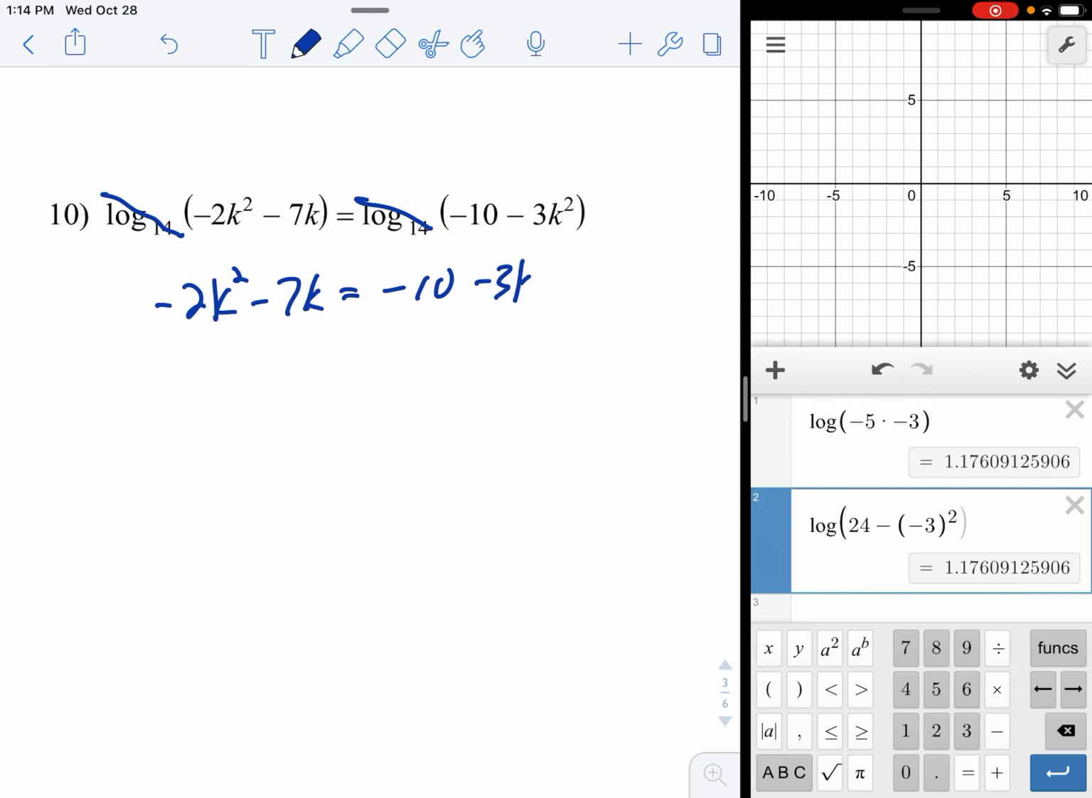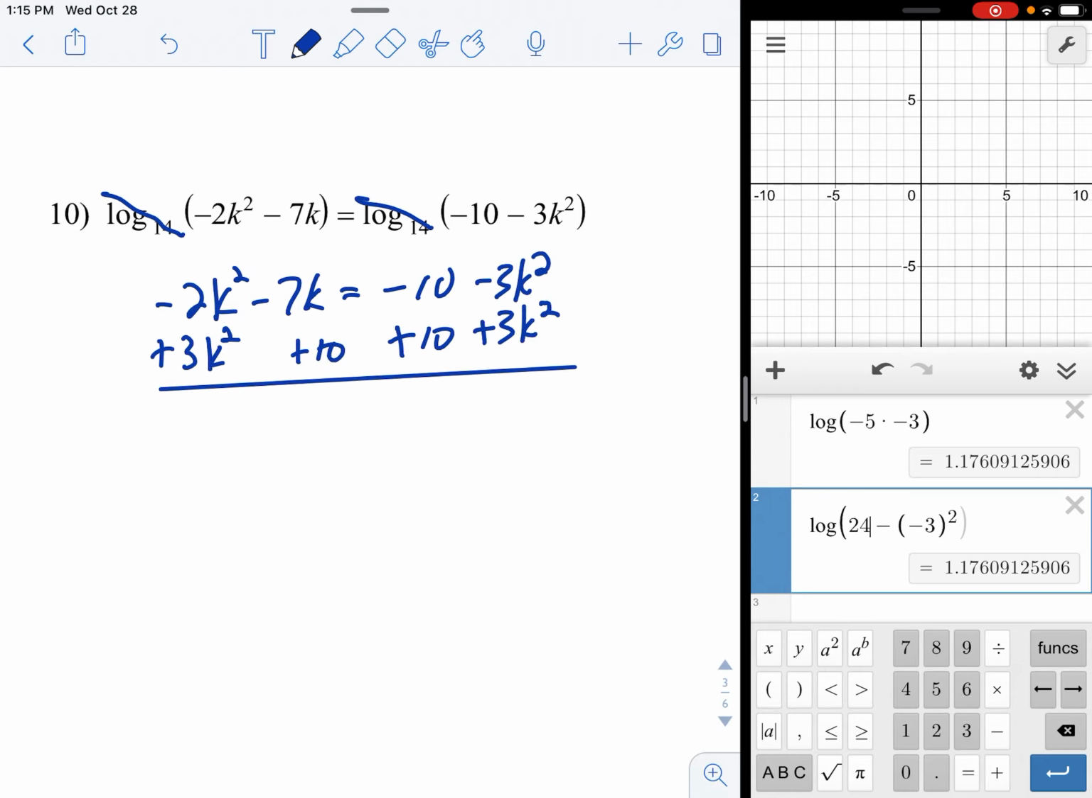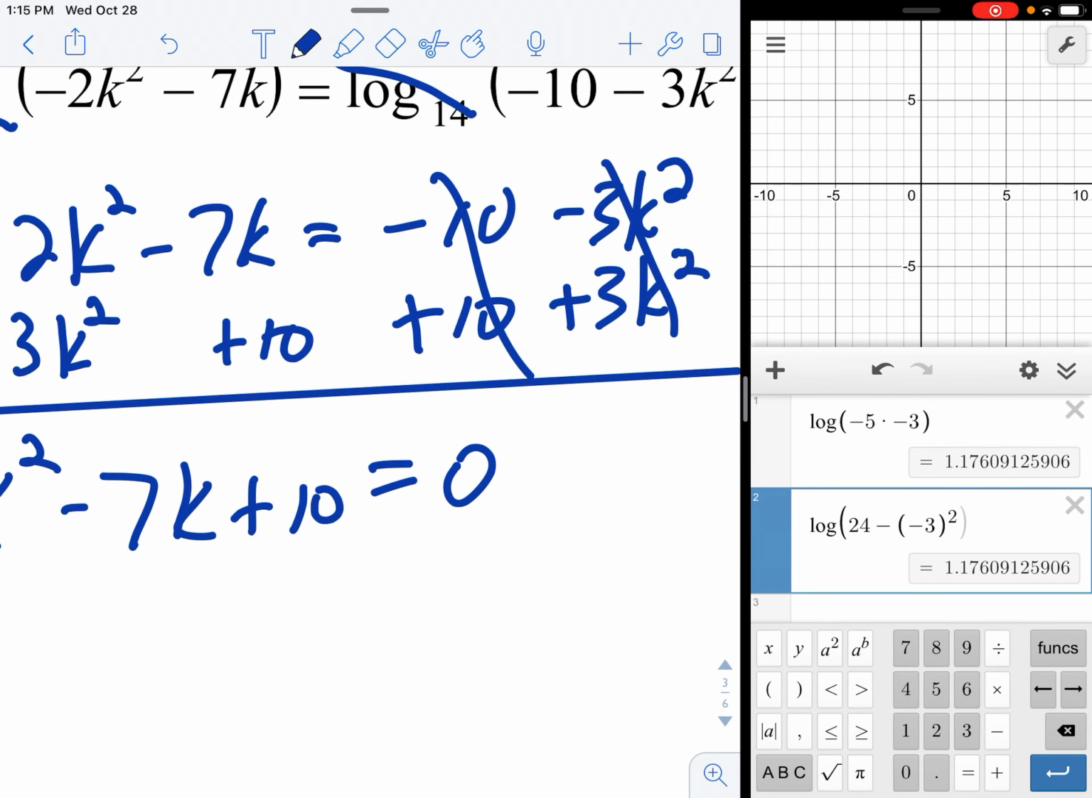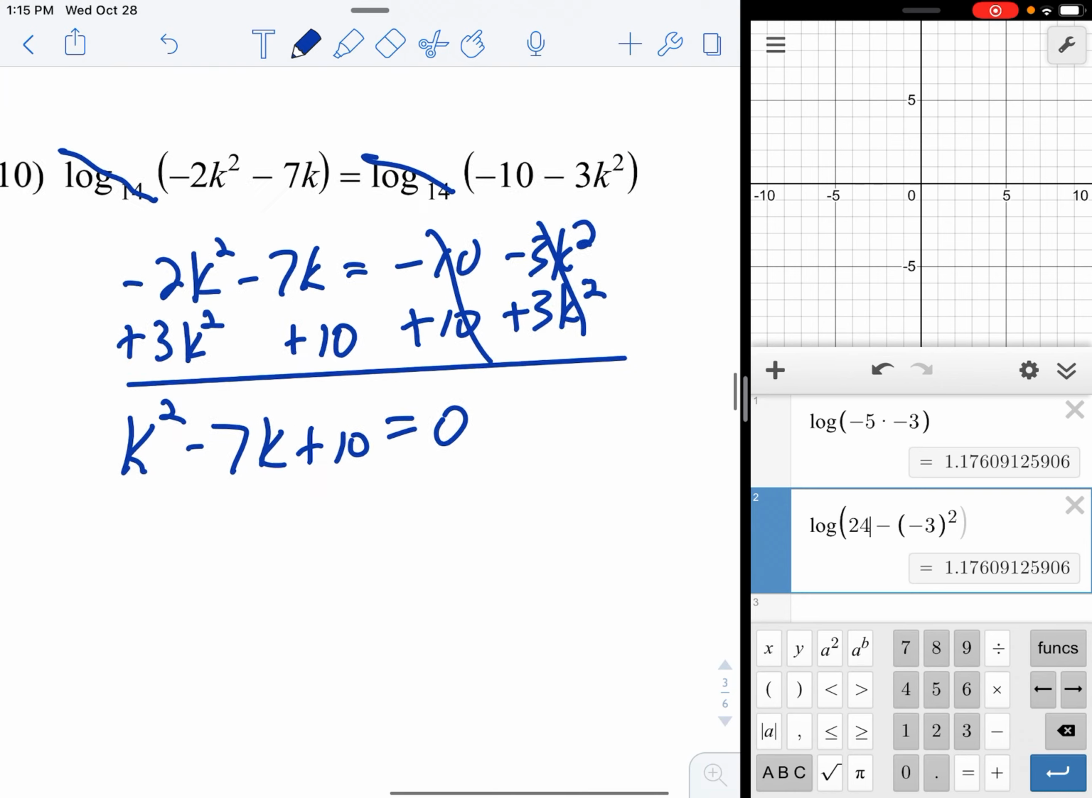So I'm going to use the one-to-one property, cross out log base 14 on both sides. I come up with this. I need a 0 on one side, so I'm going to add 3k squared, and I'm also going to add 10. I'll do it all in one shot to make it go a little faster, so I get a 0 here. Okay, -2k squared plus 3k squared is 1k squared. Bring down the -7k and bring down the plus 10. And that doesn't really look like a 10. If someone wants to look at these notes later, there we go.